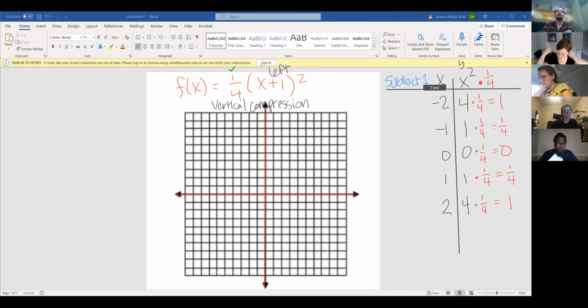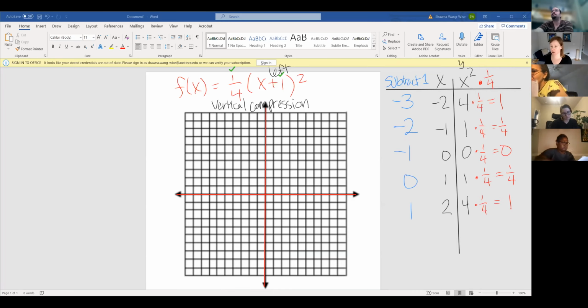On my table, -2 minus 1 is -3. -1 minus 1 is -2. 0 minus 1 is -1. 1 minus 1 is 0. 2 minus 1 is 1. So now I have completed that transformation. So I'll put a little check mark.